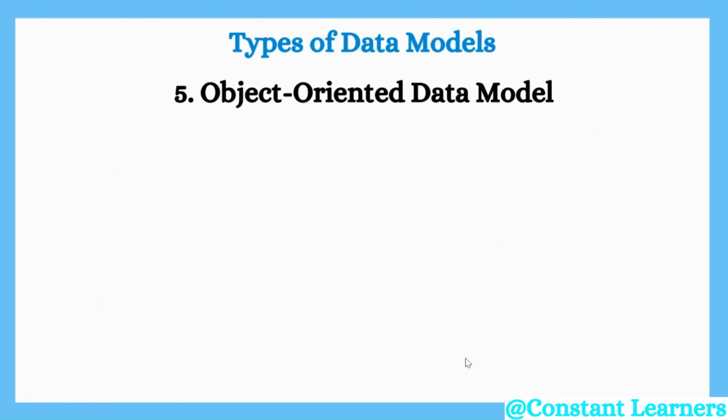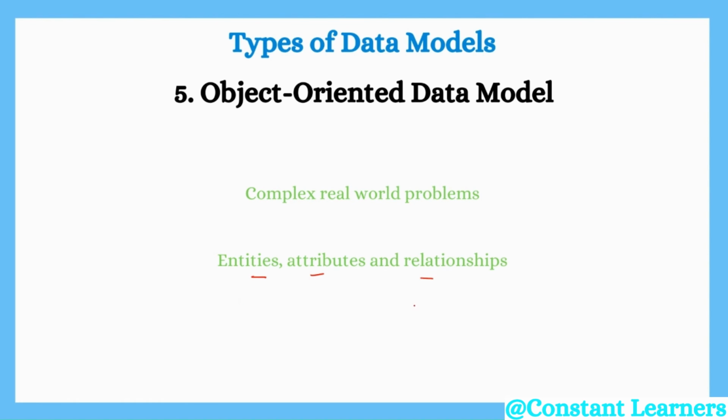Object-oriented, I'm sure you must have heard about object-oriented programming languages. So this is a combination of object-oriented programming languages and object-oriented data models. These were developed to represent complex real-world problems. Its approach is very similar to the entity relationship model in terms of how it represents the entities, attributes, and relationships. However, here both data, or entities, and their relationships are contained inside a single structure, and this structure is known as an object.